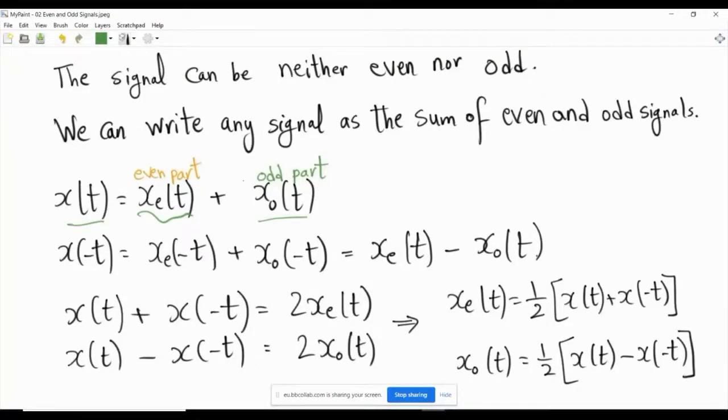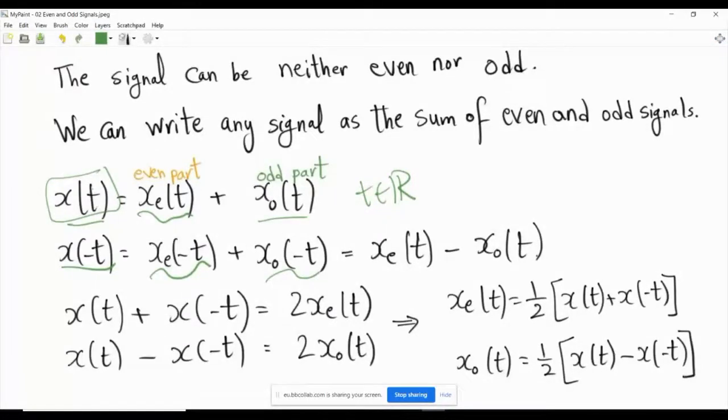An even signal plus an odd signal. And so the question now is, what are these two signals? The trick is to take x of t and replace t by minus t. Again, we are assuming that this is valid for every t in R, so we can replace t by minus t. And when you do so, you get x of minus t, xe of minus t, xo of minus t.